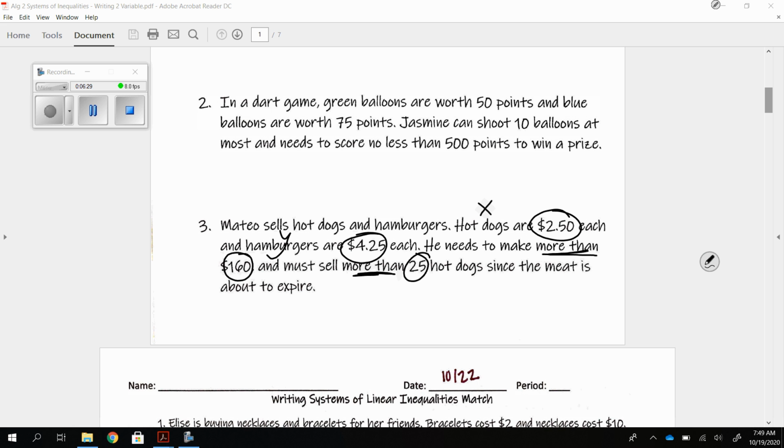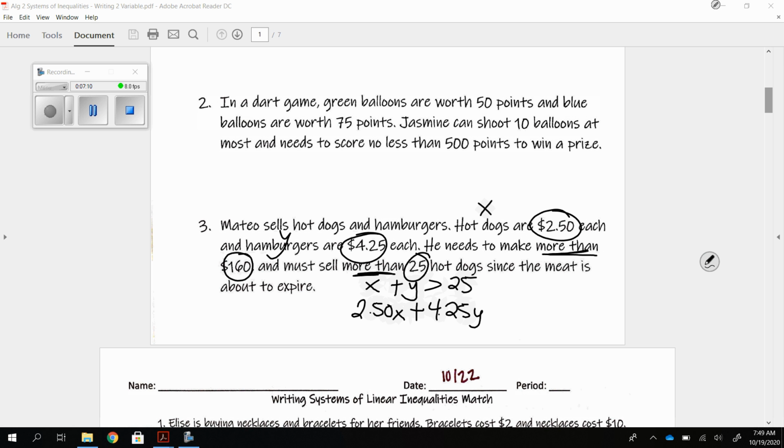So first, we see he has to sell more than 25. So X plus Y, hot dogs plus hamburgers, is greater than 25. You have to sell more than 25 hot dogs and hamburgers since the meat is about to expire. So again, it won't always be X plus Y, but for these three problems, it was. Okay? Then from here, we see X is hot dogs and they're worth $2.50 each. So 2.50X plus 4.25Y.